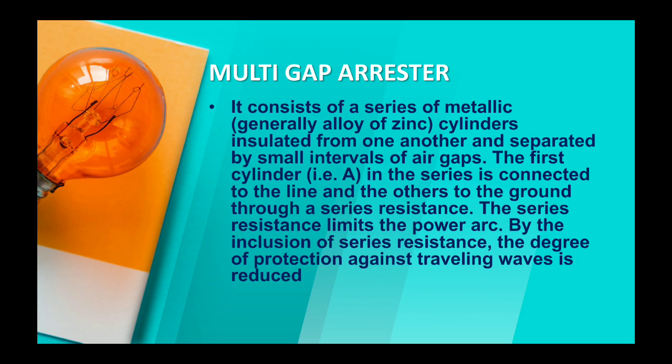The first cylinder, that is A, in the series is connected to the line and the other to the ground through a series resistance. The series resistance limits the power arc. By the inclusion of series resistance, the degree of protection against traveling waves is reduced.